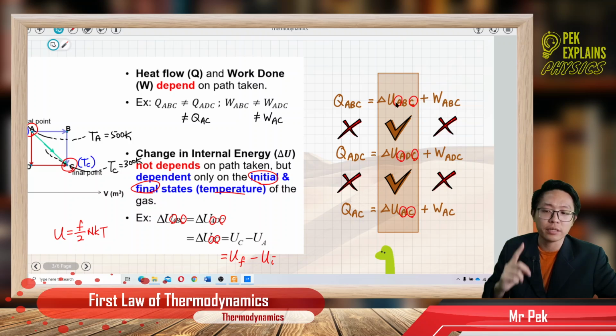Heat flow depends on the change of internal energy and also the work done. Since the work done for the three paths is different, the heat flow must also be different. ABC, ADC, and AC all have different heat flow. Since work done depends on path taken, the heat flow also depends on path taken. Different path, different heat flow and different work done. The only one equal is the change in internal energy, because it only depends on the initial and final point, or initial and final temperature of the gas.